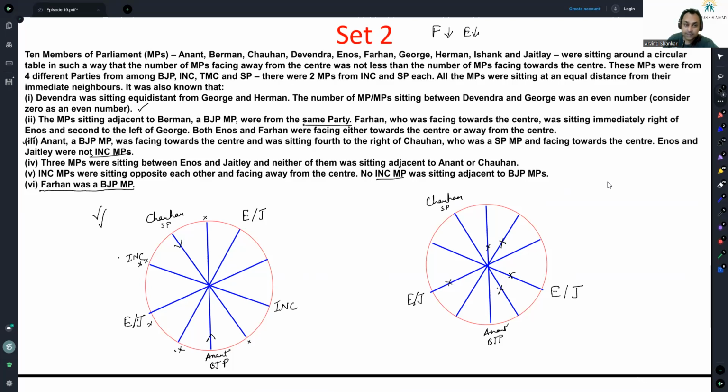But the problem is, I was also told Farhan is a BJP MP. So if EJ is from BJP, and Burman is from BJP, and Anant is from BJP, and Farhan is from BJP, that would mean there are 4 BJP MPs. So that doesn't work. It cannot be here because you have INC and BJP here. Can Burman come here? No. This is INC, and EJ cannot be from INC. Can Burman come here? Yes. The only spot where Burman can come is this spot.